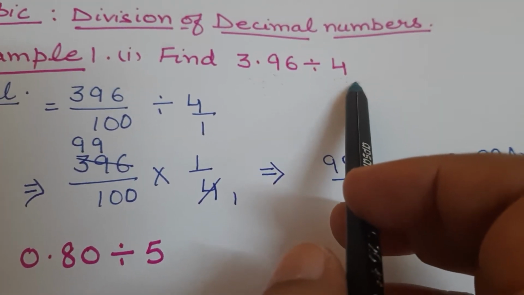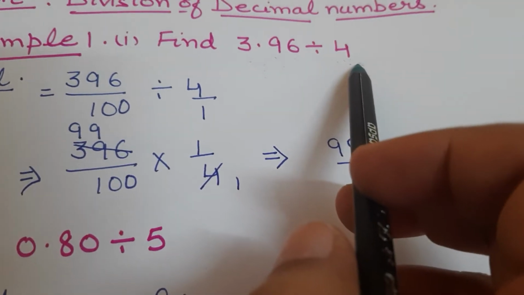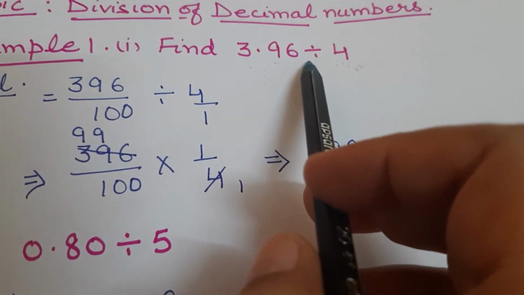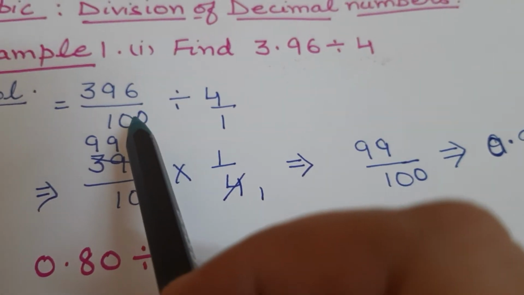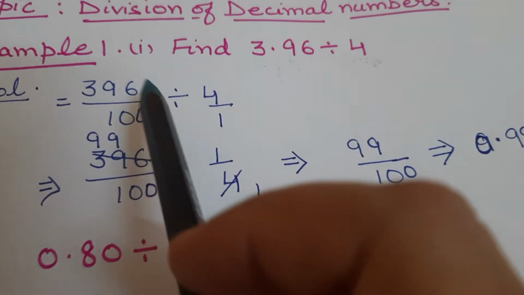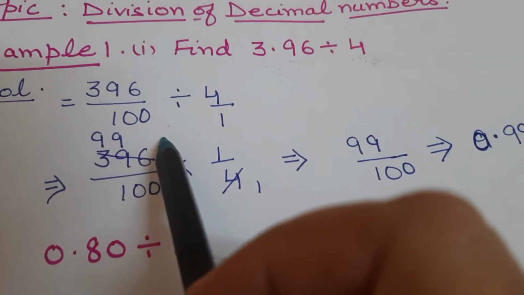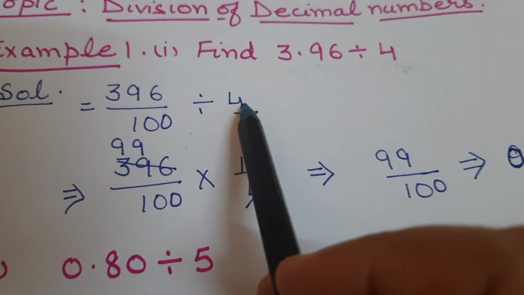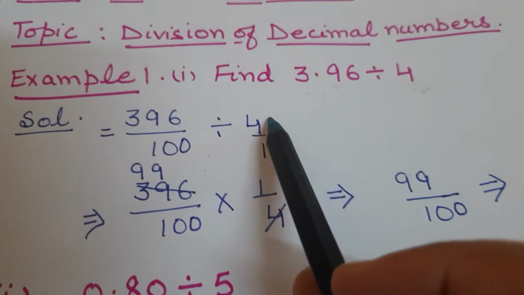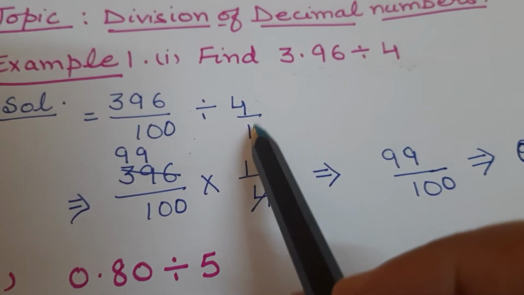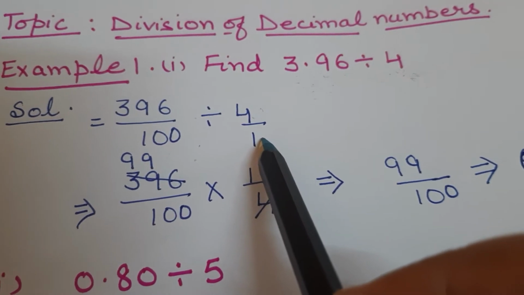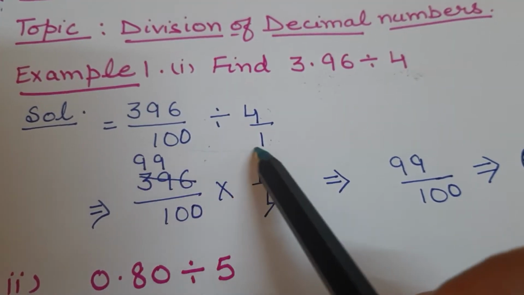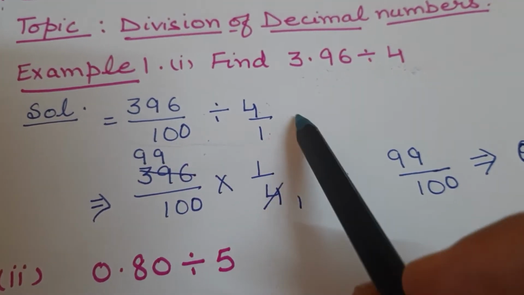In the first step, we will remove the decimal. The decimal is after how many places? 2 places. So in the denominator, how many zeros will be there? 2 zeros. So 396 divided by 100, divided by 4 as it is. Now here nothing is there, we can write 1. 1 is a whole number. Now this sum becomes a division of fractions.